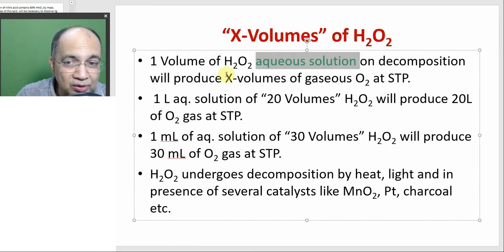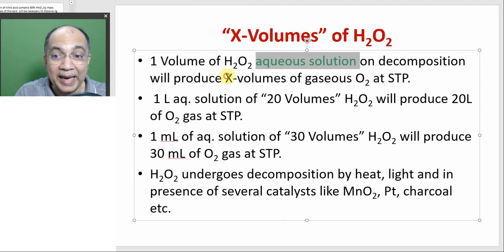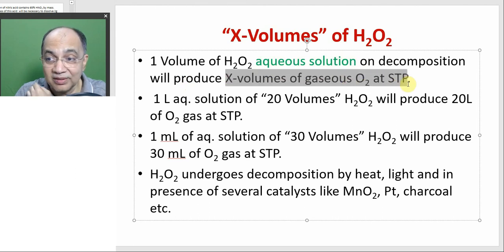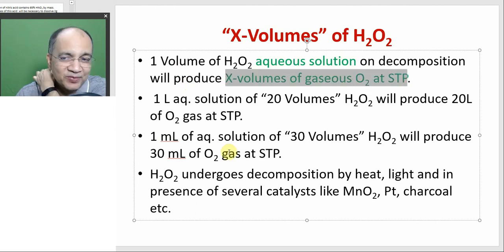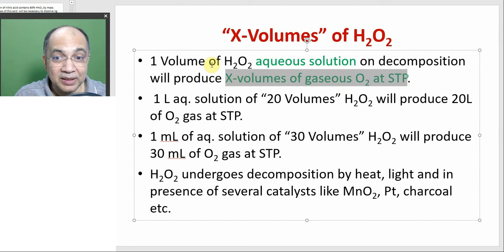On decomposition, 1 volume, say 1 liter or 1 milliliter, of aqueous solution of H2O2 will produce X volumes of gaseous oxygen at STP. So this X is gaseous volume, where the 22.4 liters concept will be applicable. But this one volume is liquid volume, where you cannot apply the 22.4 liters concept. It is liquid volume.